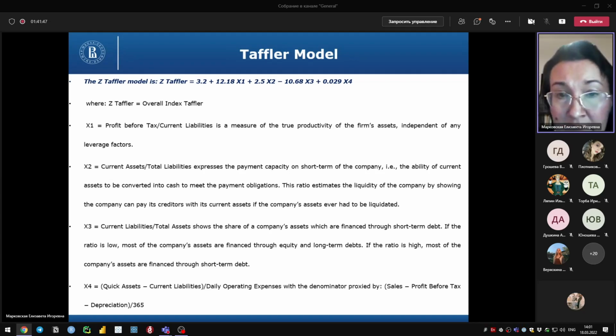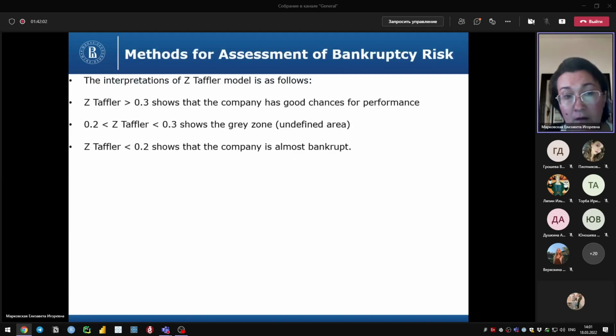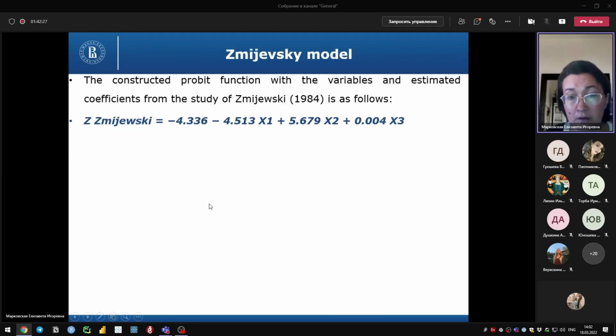And then the Taffler model is another well-known model. There are 4 elements in this model, and the interpretation of the Z-score of the Taffler model: more than 0.3, the company has a good chance for performance. A gray zone or undefined area is between 0.2 and 0.3, and less than 0.2 shows that the company is almost bankrupt.